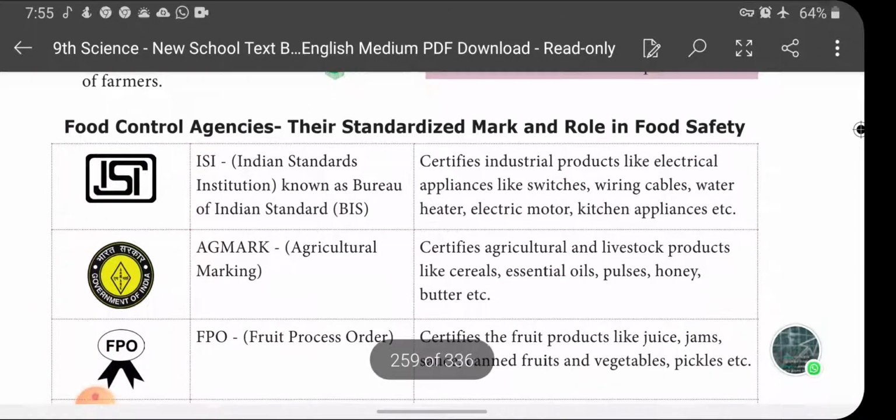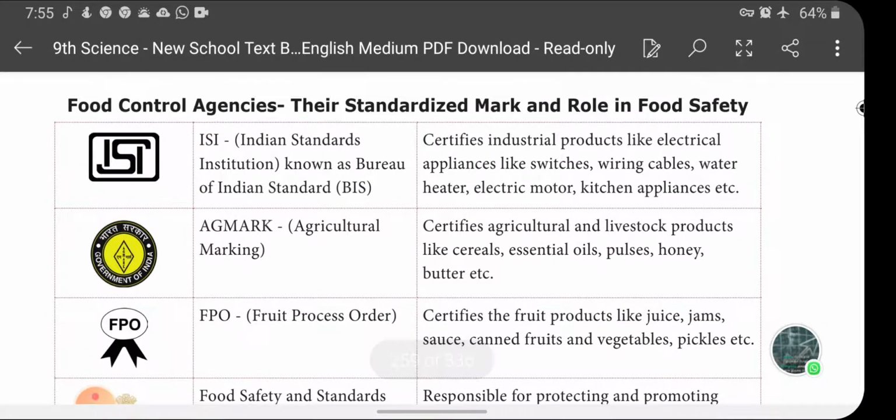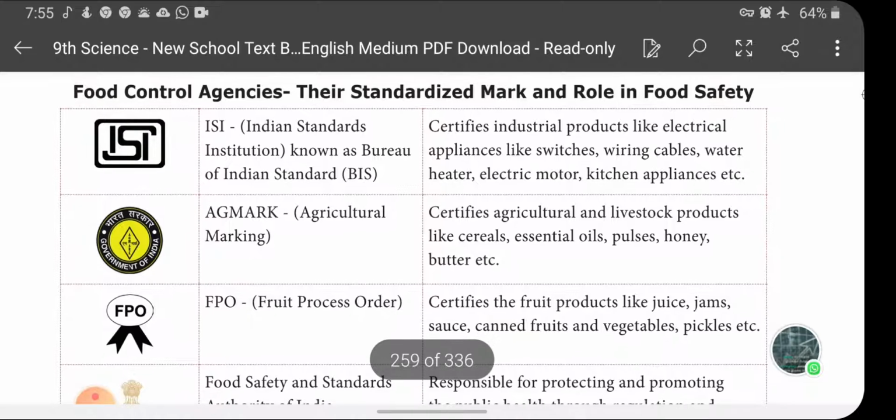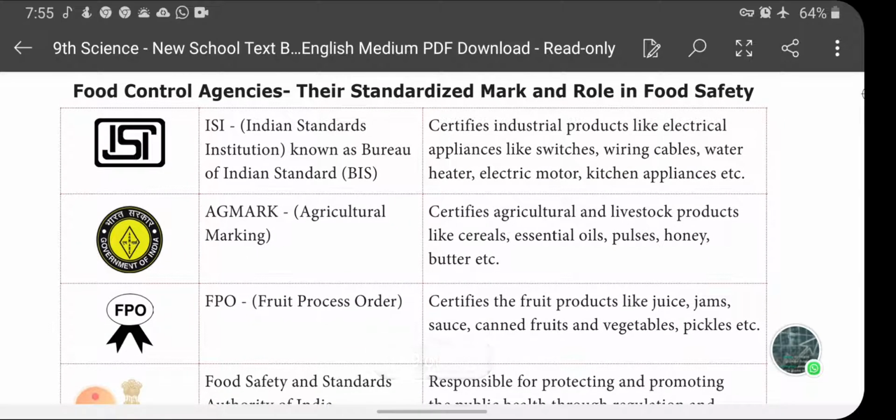Food control agencies, their standardized mark and role in food safety. So ISI, the standardized mark is given in the first column, children. ISI, the expansion for ISI is Indian Standards Institution, known as Bureau of Indian Standards, BIS. ISI otherwise called as BIS. It certifies industrial products like electrical appliances like switches, wiring cables, water heaters, electric motors, and kitchen appliances.